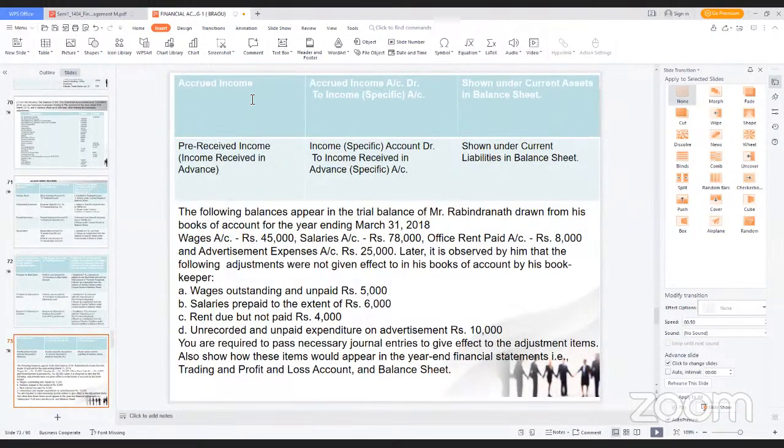Accrued income. This is accrued income. It will also be debited on the debit side in a P&L account. That is, accrued income account debit to the specific income. It may be the salary, it may be the rent, or anything it can be. Accrued income is shown under the current assets. Directly, we are not writing anywhere in the profit and loss account. This accrued income should always be shown in the current assets in the balance sheet. Is it clear?